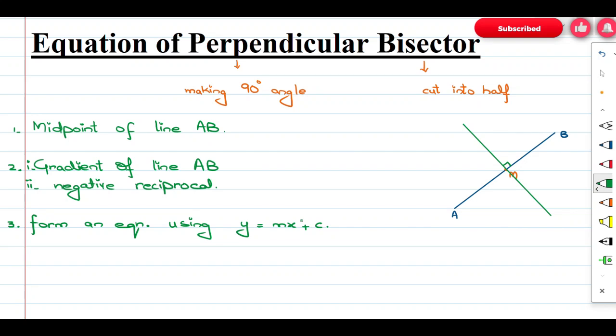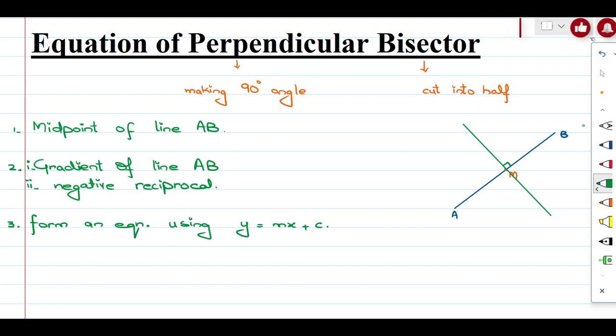So first we need to understand the concept of what perpendicular bisector means. Perpendicular means making an angle of 90 degrees and bisector means cut the line into half, right? So cut the line into half. From this bisector term, we come to know that we need to figure out the midpoint of that given line. That is our first step.